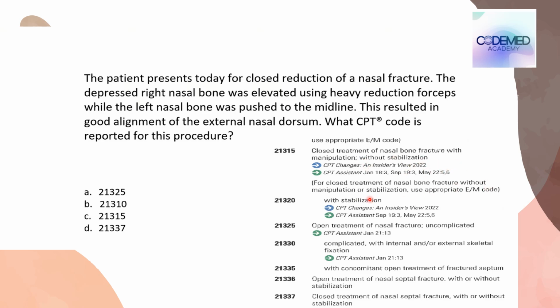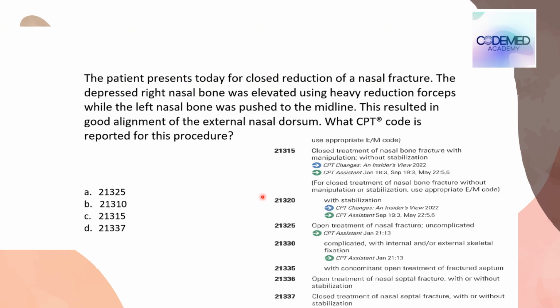Did the manipulation happen? Yes, it did happen, because the right nasal bone was elevated using heavy reduction forceps, while the left nasal bone was pushed to the midline. This is the reduction or the manipulation. Without stabilization, did they give the stabilization? Whenever we are stabilizing the fracture site, we are going to give a cast or a splint, and here there is no mention of the cast or the splint, so definitely the stabilization didn't happen.